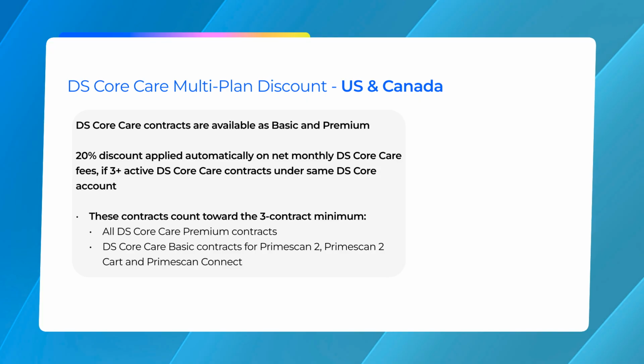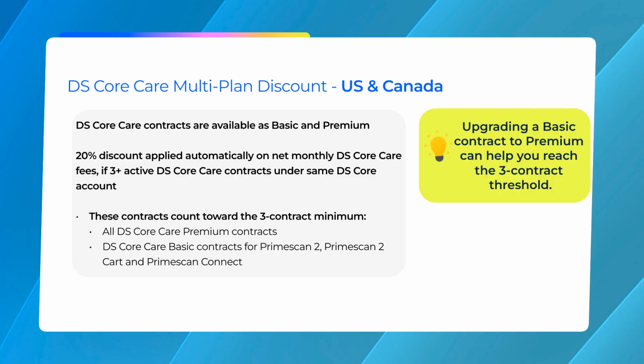In the United States and Canada, the following contracts count toward the 3-contract minimum. All DS Core Care premium contracts. And this is the important part. DS Core Care basic contracts for PrimeScan 2, PrimeScan 2 Cart, and PrimeScan Connect. These basic contracts are included because contracts for these devices are only offered with DS Core Care basic plans.